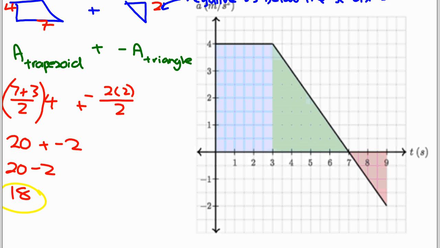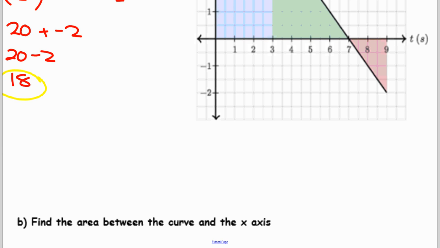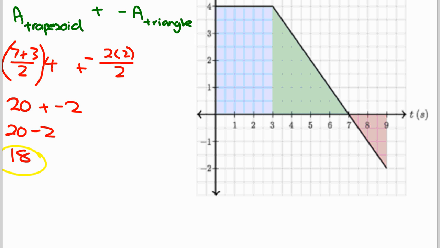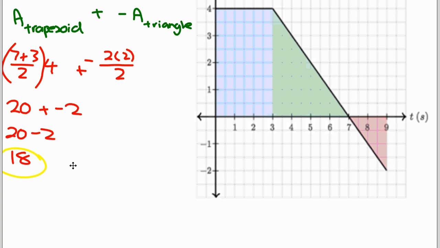Now what did I ask you at the bottom? Find the area between the curve and the x-axis. So in a way we've calculated some things. So instead of doing, what's the area of the trapezoid? 20. What's the area of the triangle? -2. Oh, can you have a negative area? 2. 2, yeah. So it's that kind of thing.